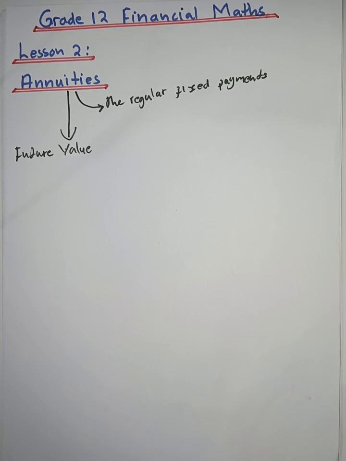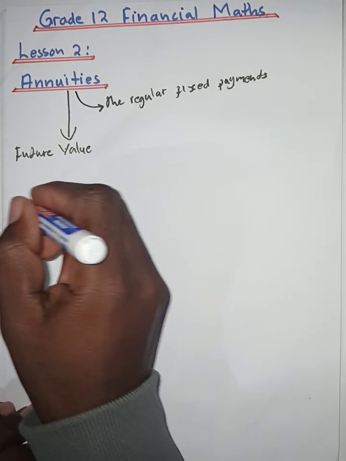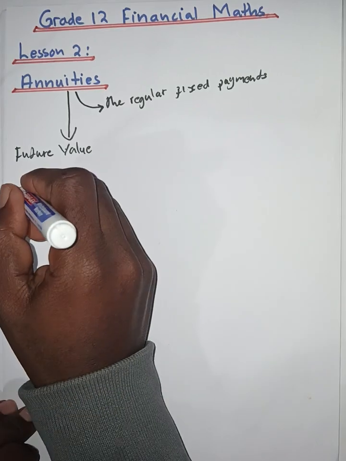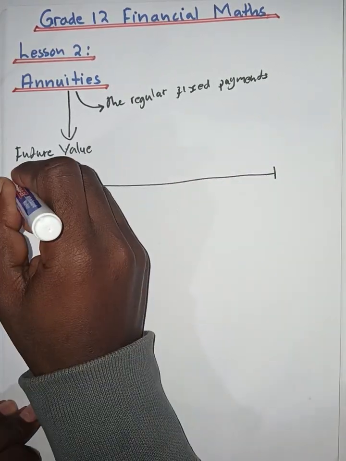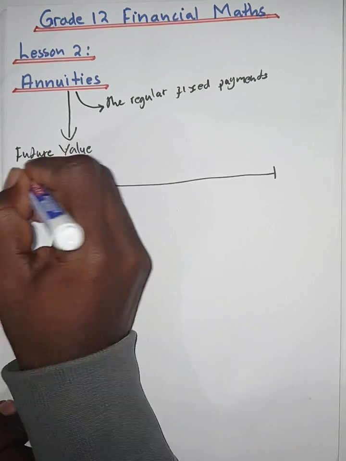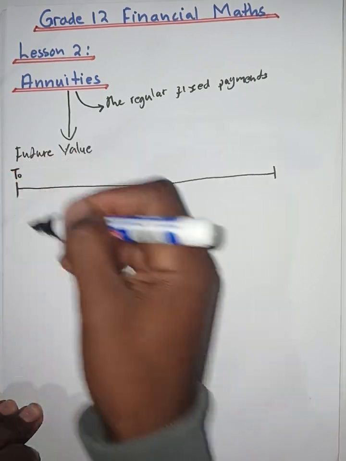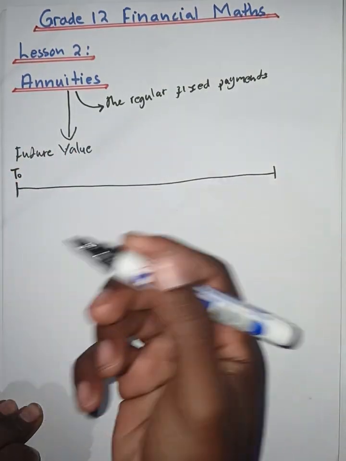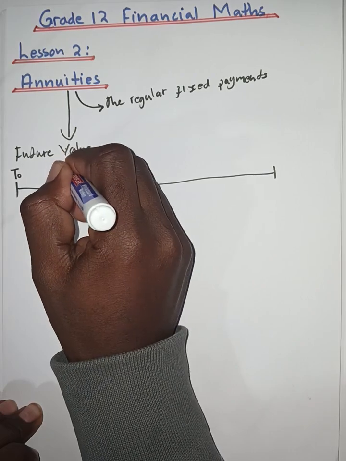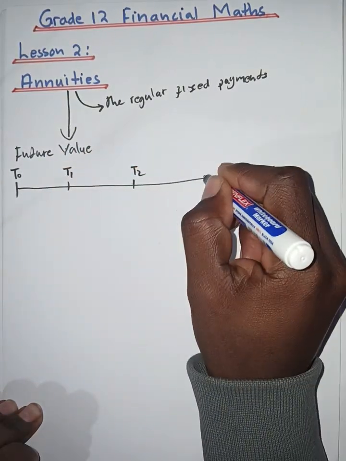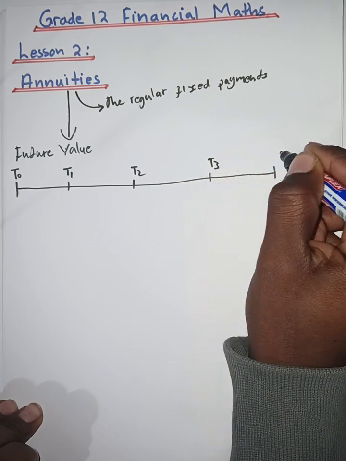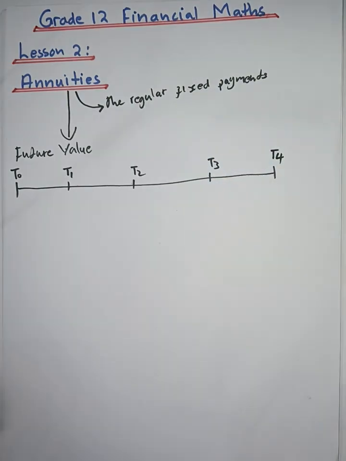Now, suppose an example of that. Suppose we're making an investment for 4 years. Let's suppose it's yearly. So that would be T1, that would be T2, that would be our T3, and that would be T4 right there.